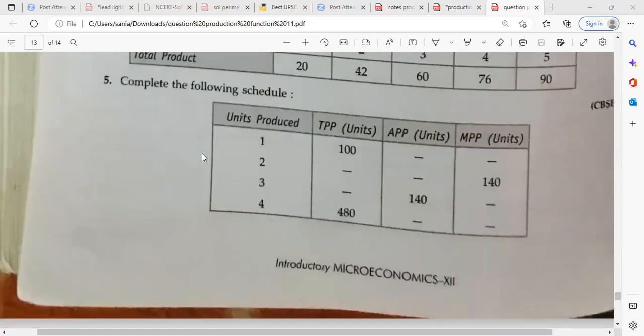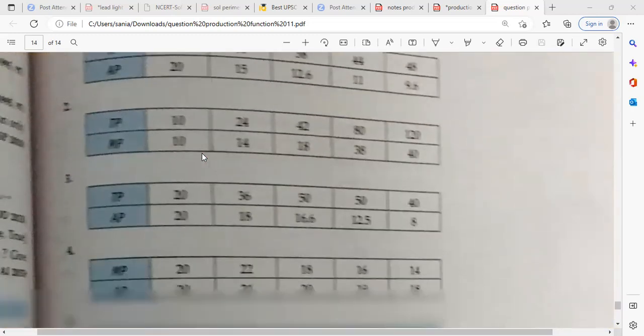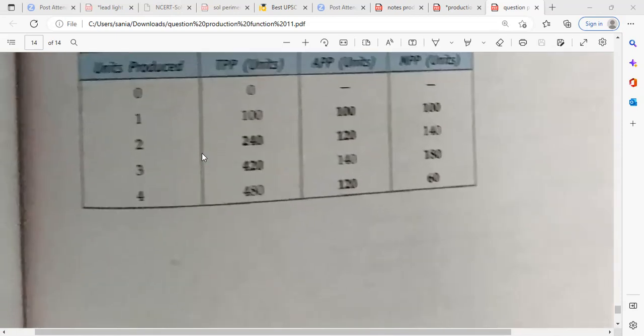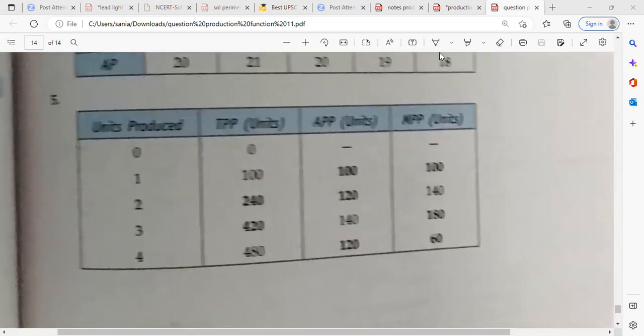Okay, so I hope everyone is done. So let's just check the answers quickly. So the first, it's a little bit blurry, but I can help you do. So I hope you got it 100, 240, 420, and 480.